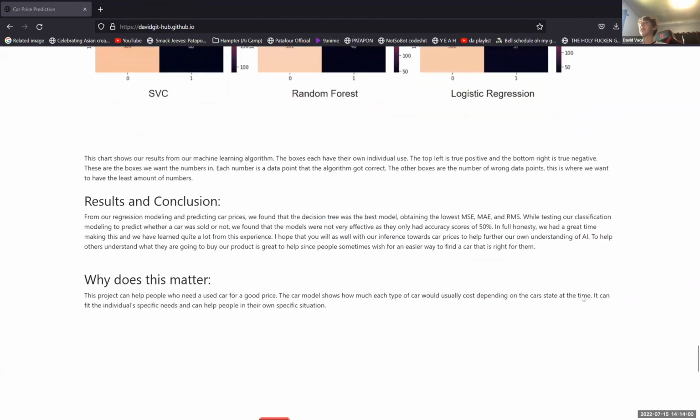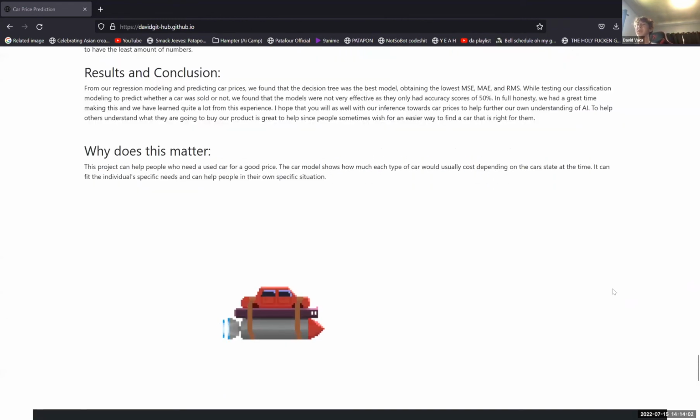And why does this matter? This project can help people who need a good car for a good price and can fit any person's specific needs.